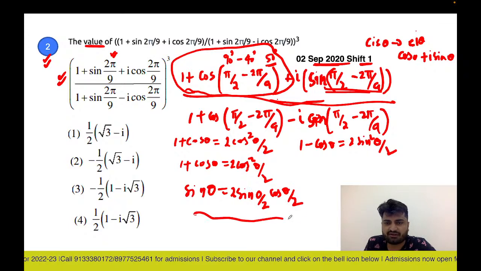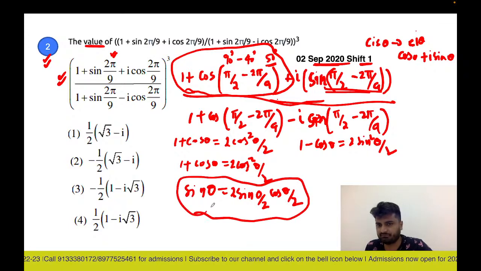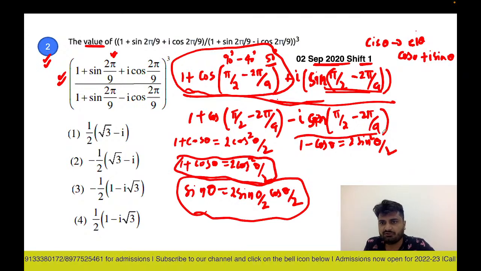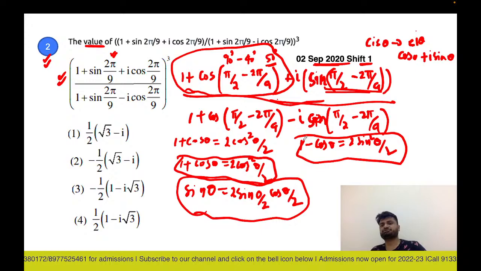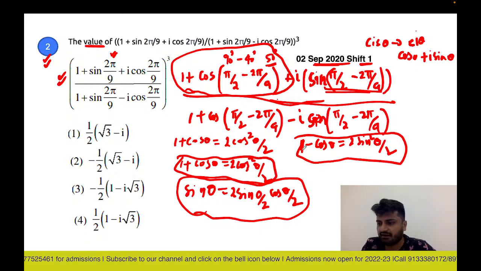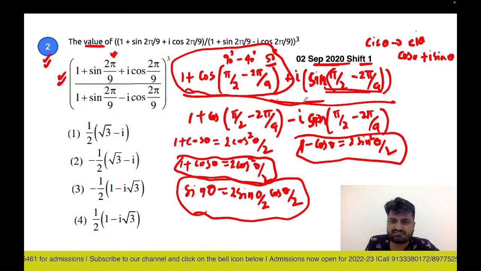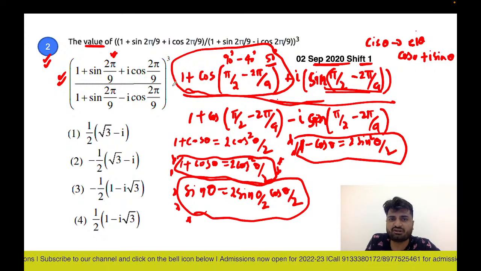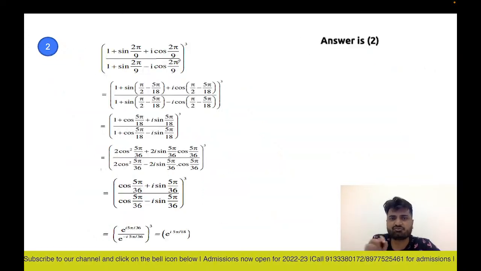So this portion you can write it as 2 sin theta by 2 cos theta by 2. 1 plus cos theta you can write it as 2 cos square theta by 2. 1 minus cos theta you can write it as 2 sin square theta by 2. So these three formulas we'll use, and if you get these ideas, the question becomes very simple, and I will show you the solution now. You can just follow it.